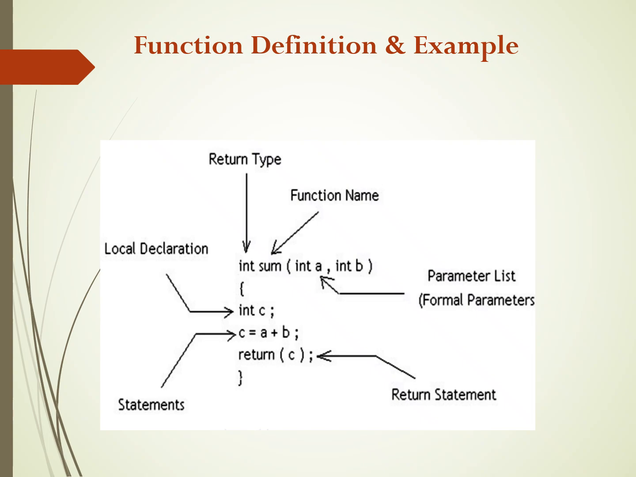The next statement is c = a + b. This is an executable statement where the actual work of the function is performed. It adds the two input values and stores the result in the local variable c. Finally, we have the return c statement. This returns the value stored in c back to the function that calls sum. As soon as the return statement is executed, the function ends and control goes back to the calling function.